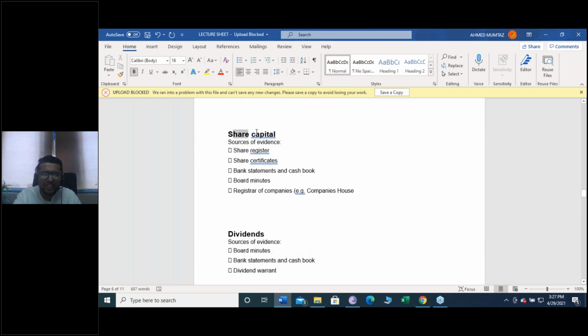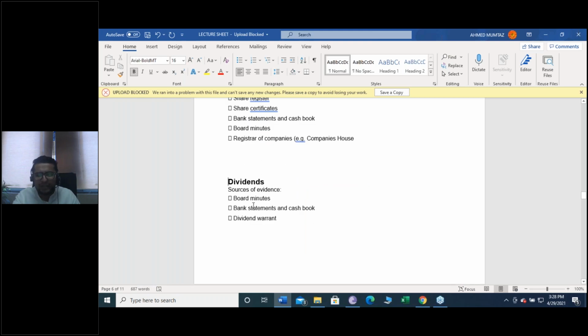In order to verify the share capital, you want to verify the same amount has been recorded in the share register, the share certificates have been issued, the same amount has been recognized in the bank statement and cash book. The board does have board meetings in order to verify the approval and recognition of that share capital. The registrar of companies can verify that certain shares have been issued.